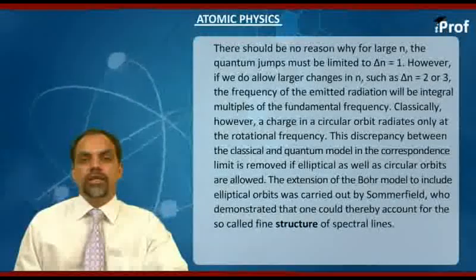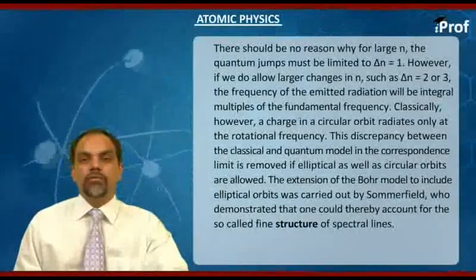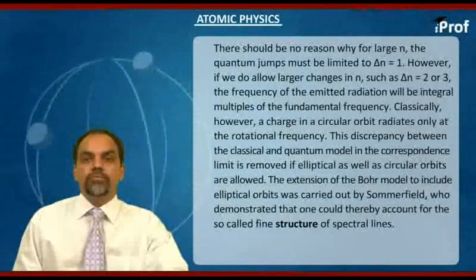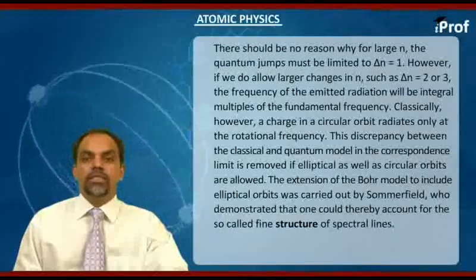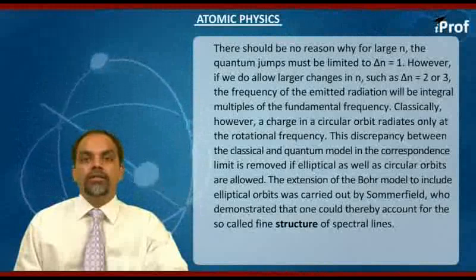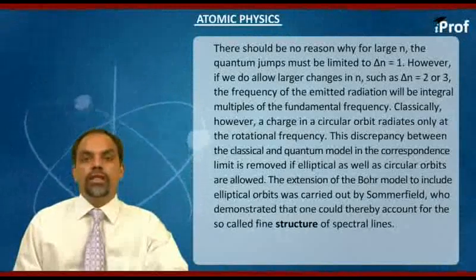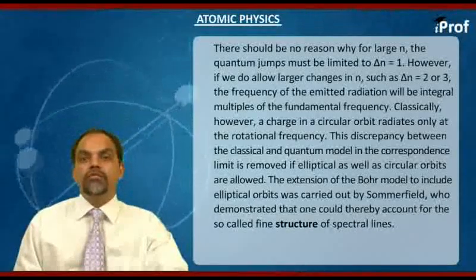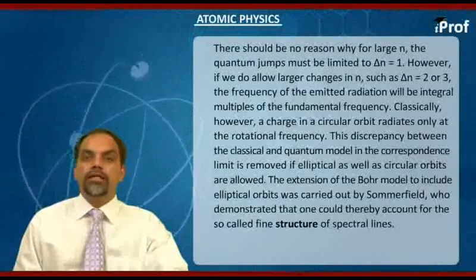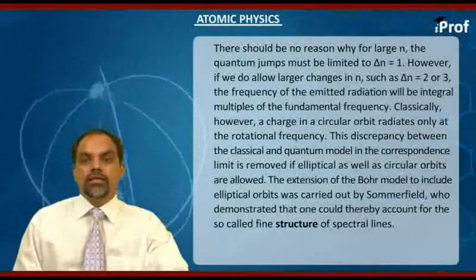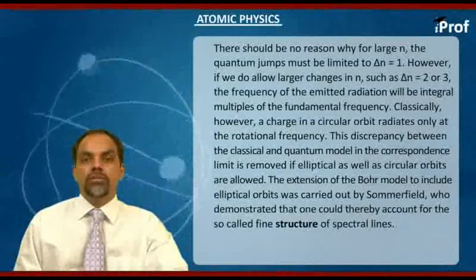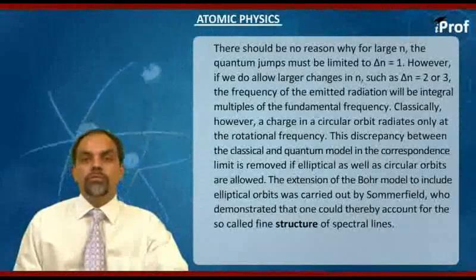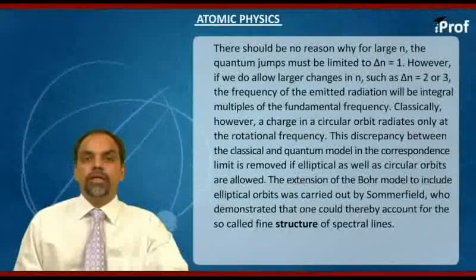Now this section I have just specified for interested readers. The Sommerfeld atomic model is not part of the IIT JEE syllabus or any other engineering entrance exam. So here the discrepancy between the classical result and the quantum theory result can be accounted for if we consider orbits to be elliptical. Further, one of the limitations of the Bohr atomic model was that it could not explain the hyperfine structure of spectral lines. Now, using the correction that electrons are permitted to move in elliptical orbits, we could account for this discrepancy. Also, we could explain the hyperfine structure of spectral lines.